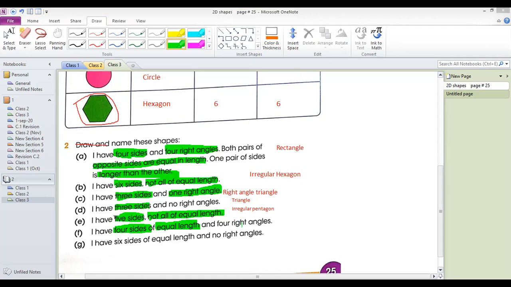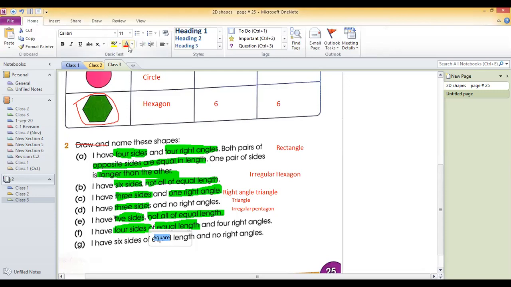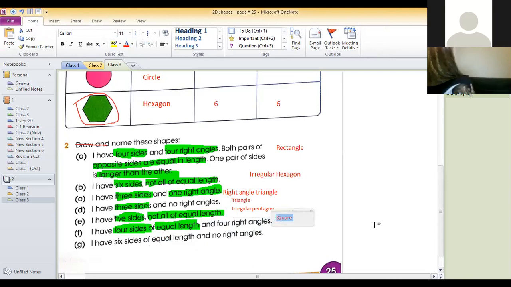And also a square has four right angles. So this is the only point where you can identify this is not a rectangle. This is a square. Is that clear, guys? Yes, sir. Don't make noise. Square. Okay. Now the last one.